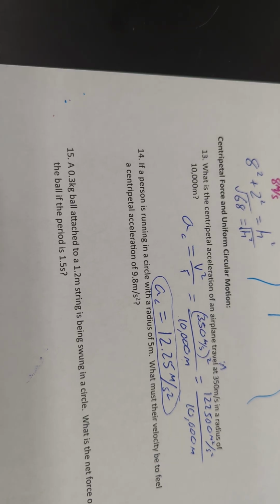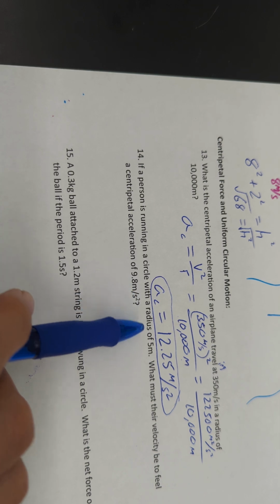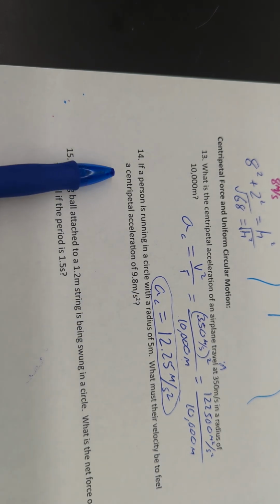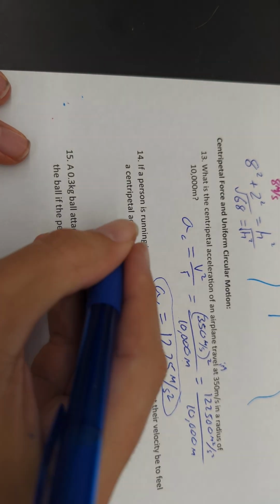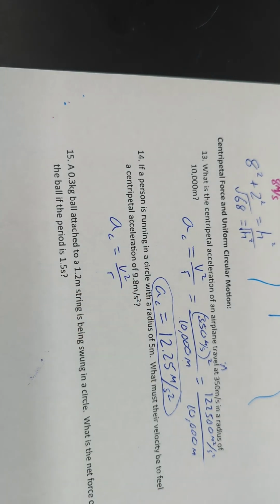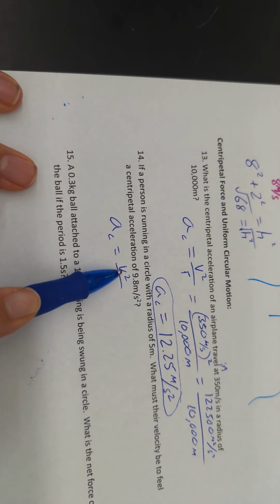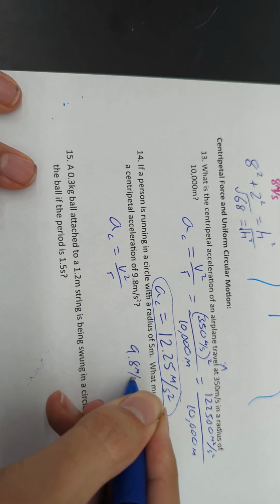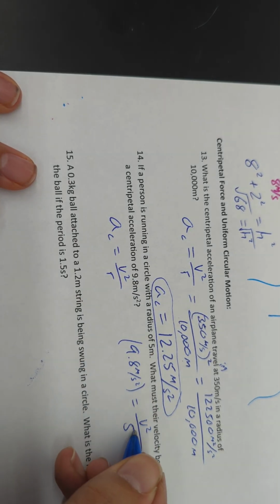All right, next question. If a person is running in a circle with a radius of 5 meters, what must their velocity be to feel the centripetal force of 9.8 meters per second? So we are running the exact same equation here. The difference is I'm asking for velocity. So I'm going to be solving for my v. I know my acceleration, 9.8 meters per second squared. I know my radius, 5 meters.